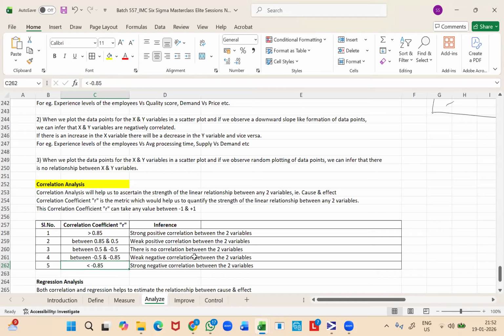So between minus 0.5 and minus 0.85, we will say that there is a weak negative correlation. But less than minus 0.85, that means it is closer to -1, we will say that there is a strong negative correlation. So you can always refer to this table and then provide the appropriate inference, right, for a given correlation coefficient value.